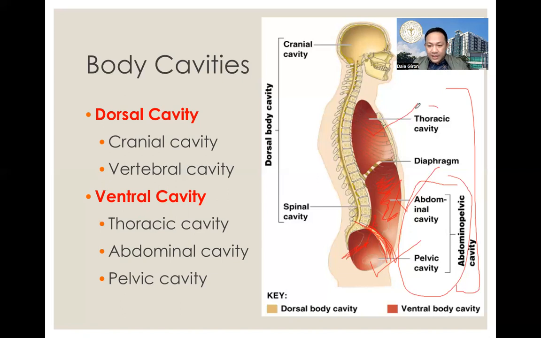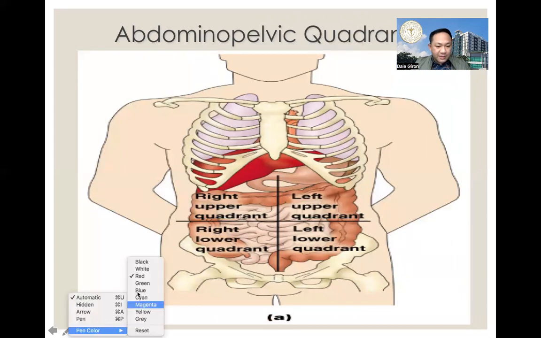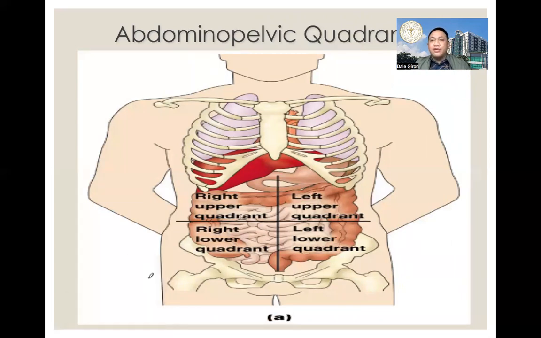Okay? The thoracic cavity here. Organs found in the thoracic cavity: heart, lungs. That's the most common. All right, so let's go now to abdominopelvic quadrants. Medyo madali lang to, you'll just have to divide the abdominopelvic quadrants, or your abdomen or your pelvic organs, into 4 quadrants.